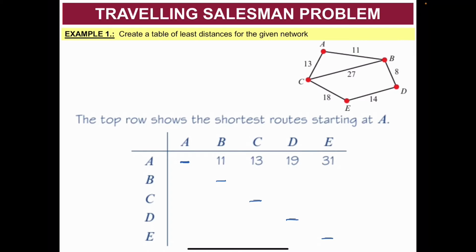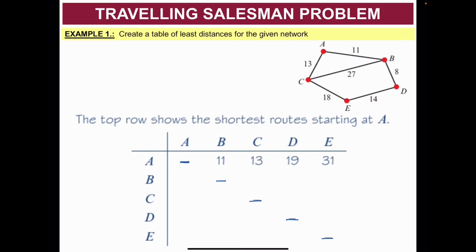From A to B, I have several options how to get there. A to B is a direct link, 11. But remember, the direct link doesn't have to be the shortest link in these cases, right? So I could also go A to C and then to B, but that would take me 40 kilometers or 40 units or 40 minutes or 40 hours, whatever. So obviously the shortest one is 11.